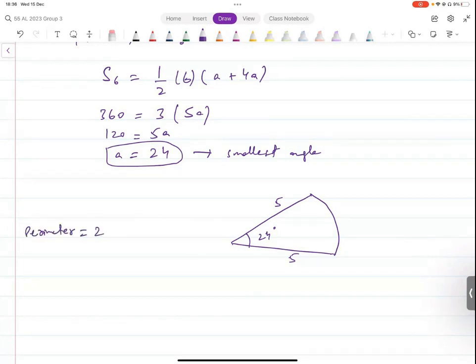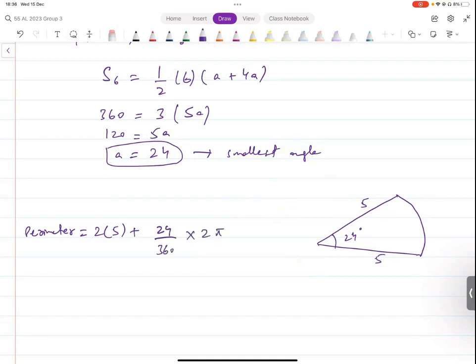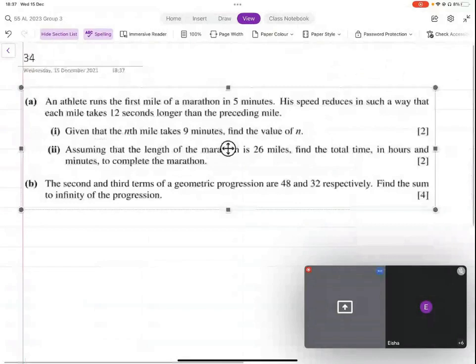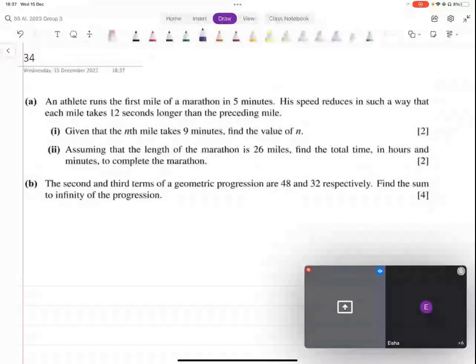Perimeter is going to be equal to 2 times 5, 2 times the radius, plus the arc length. For arc length, you can use the theta over 360 formula, if they are giving the angle in degrees. You can say 24 over 360 into 2 pi into the radius, which is 5, and you'll get your perimeter from here. Okay?